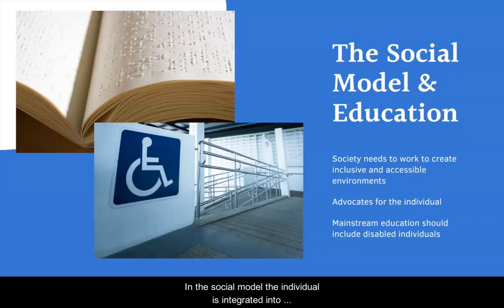In the social model, the individual is integrated into society as a normal person. Individuals should be treated in an equal manner and thus should be allowed to attend schools with other individuals to allow them to become part of society. The social model provides a more humanized approach to disability and provides more respect to the individual in terms of providing accommodations and accessibility.